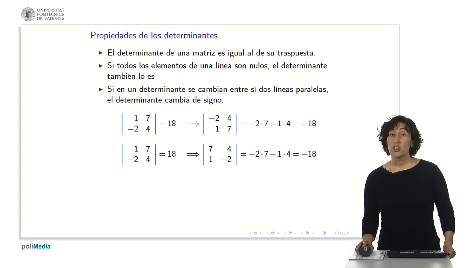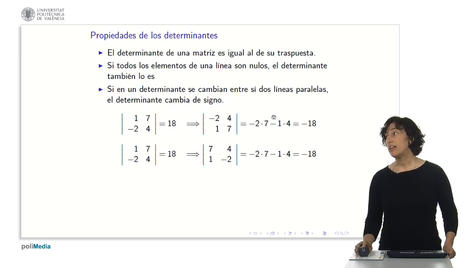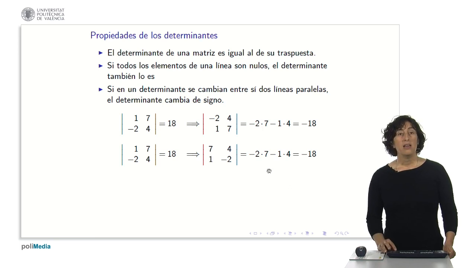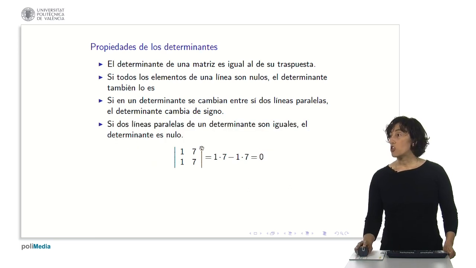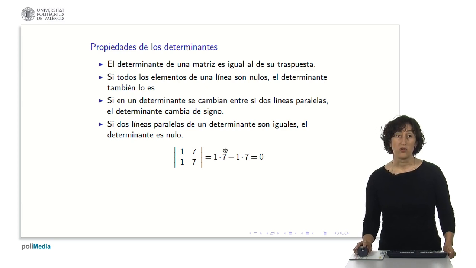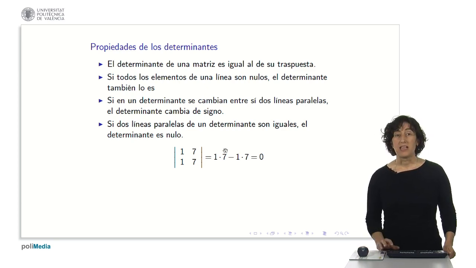If two parallel lines, rows or columns, of a determinant are interchanged, the determinant maintains the absolute value but changes the sign. Let's see here. 1, 7, minus 2, 4 is worth 18. If I change the first and the second rows, minus 2, 4, 1, 7, then it is worth minus 18. The next property is that if 2 parallel lines of a determinant are equal, 1, 7 and 1, 7 are equal, then the determinant is directly null.